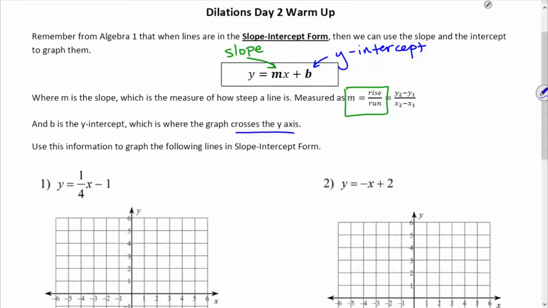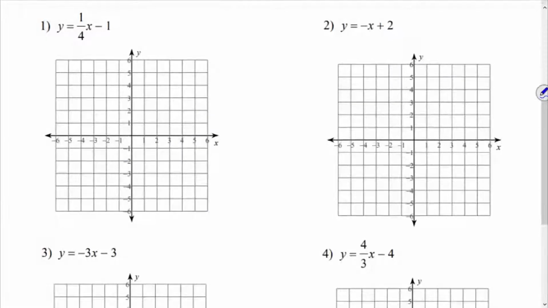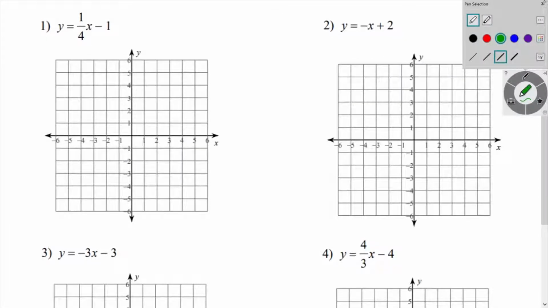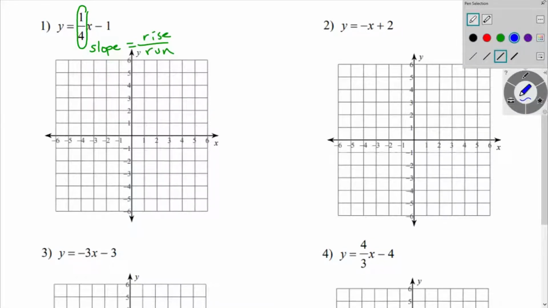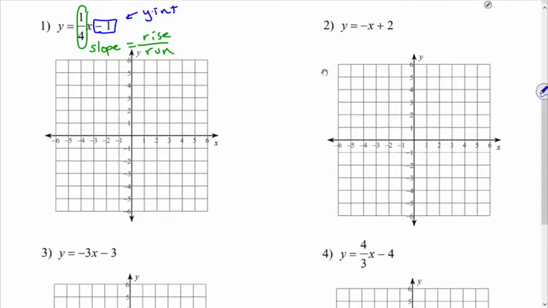So let's look at one or two of these. In number 1, we are given y equals 1/4 x minus 1. The number in front of x is the slope. It's the measure of steepness as rise over the run. The minus 1 is the y-intercept. So I tend to graph these first from the y-intercept because I know it crosses that point. Here it's -1. And then from there, I use the slope to determine the steepness of the line.